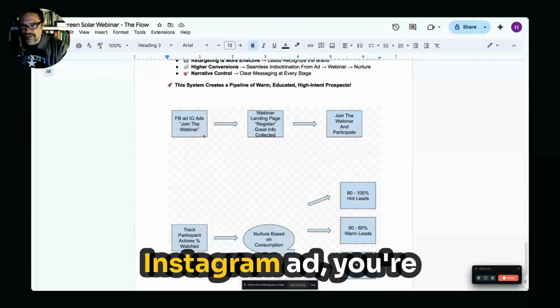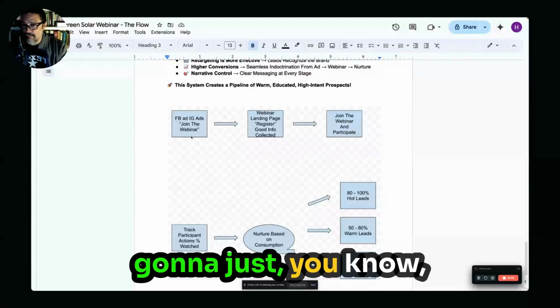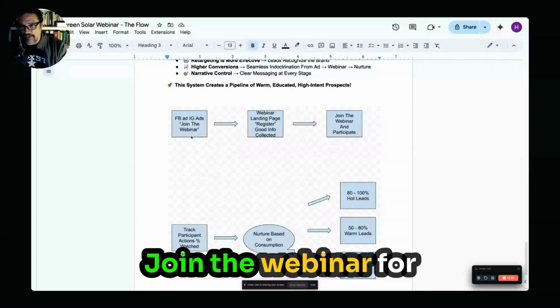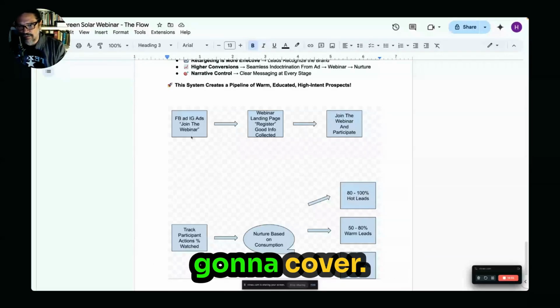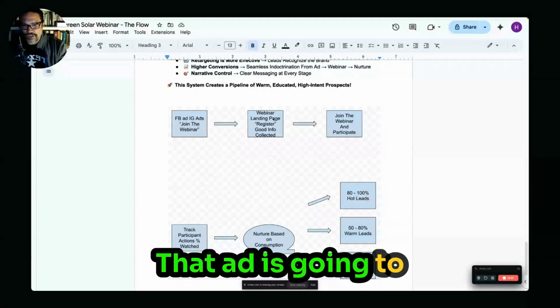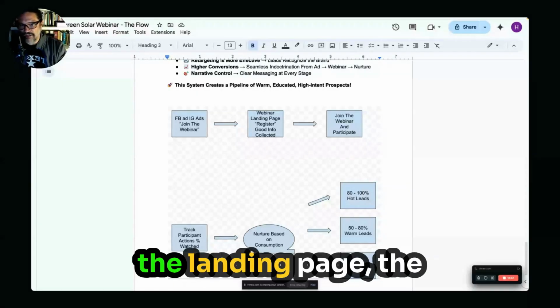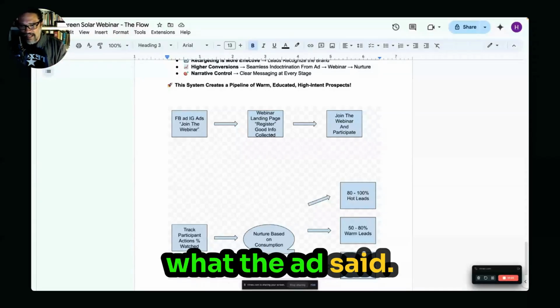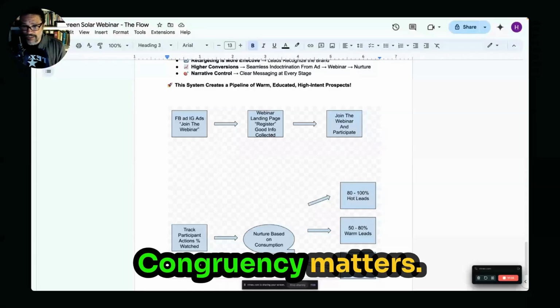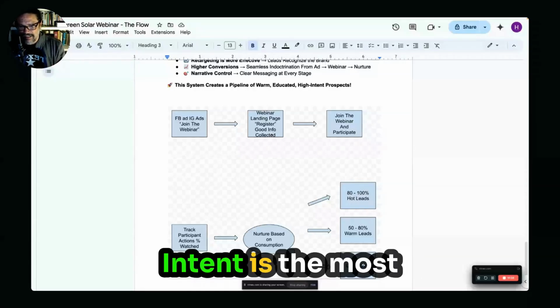Again, the Facebook or Instagram ad, you're going to just put it out there. Join the webinar for information about going solar in this particular market. This is what we're going to cover. That ad is going to dovetail perfectly into the landing page, the registration page. We're going to match what the ad said. Congruency matters. Intent is the most important thing.